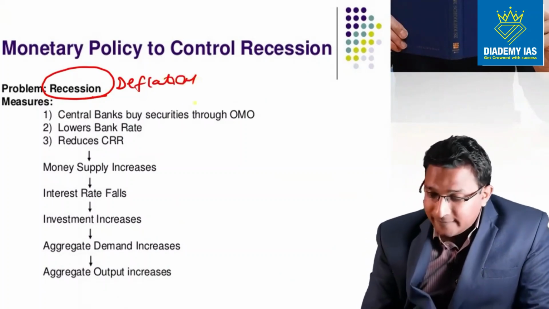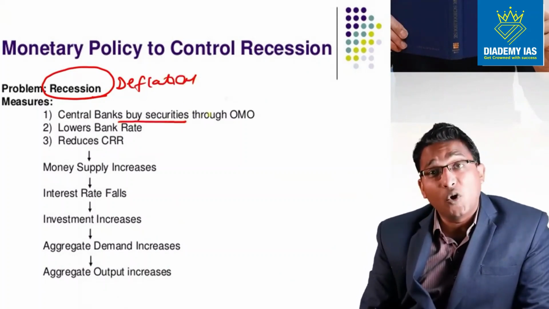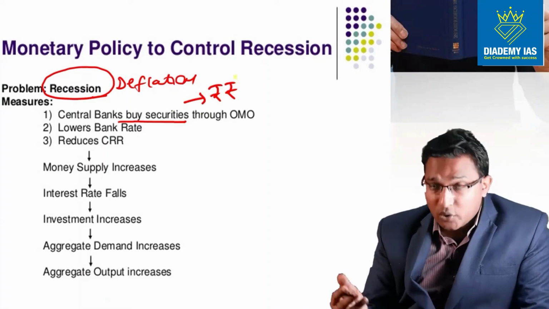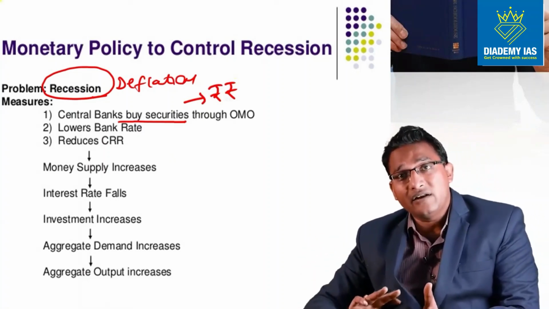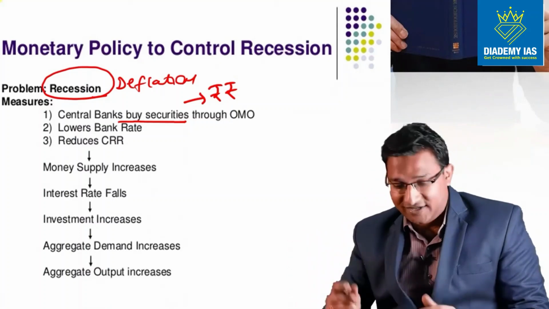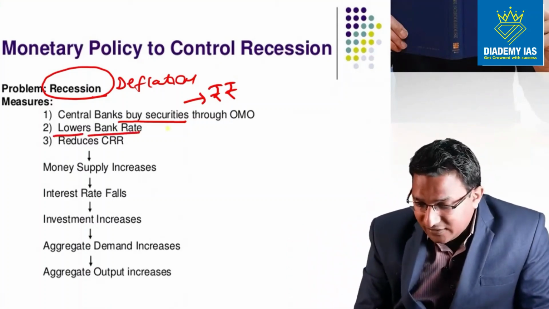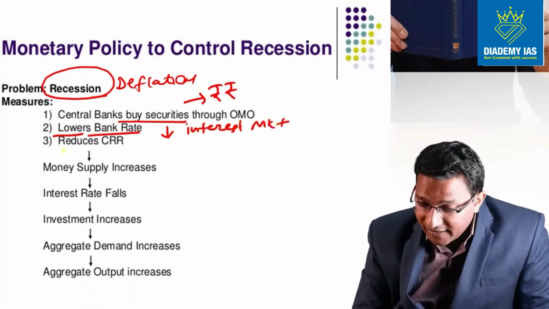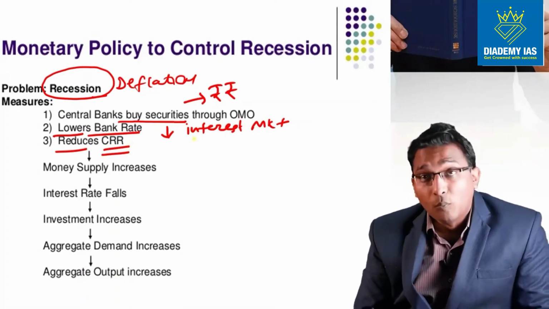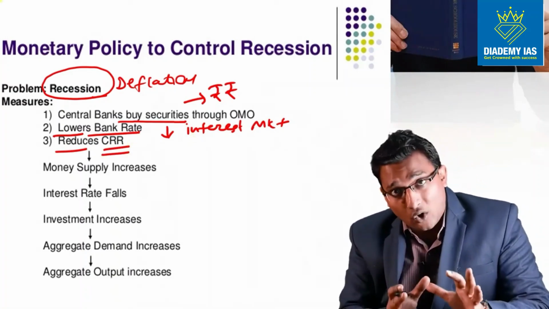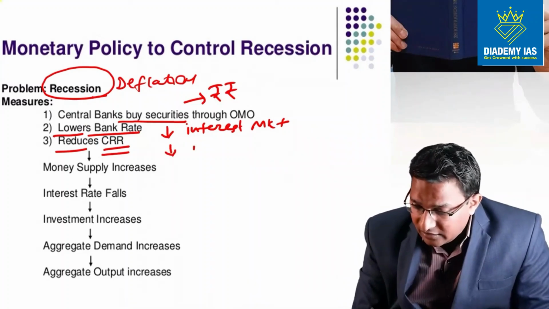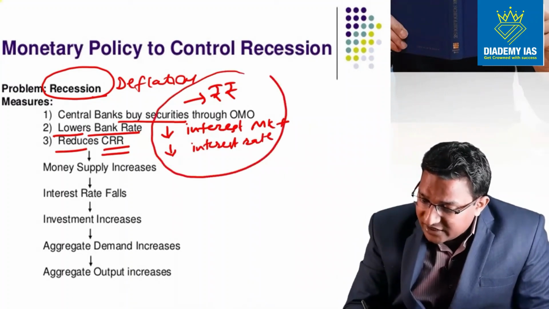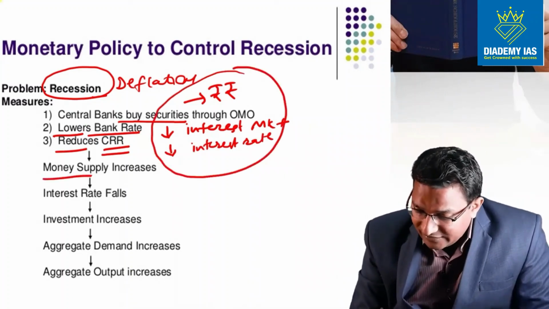So at this time, the central bank will buy the government security. That means it will flush out the rupees in the market, right? So it will buy the government security and in return it will give rupees to the market. Lowering of the bank rate, that means interest rate will come down into the market. Reduction in the CRR, that means more money is available for the bank to give as a loan. So again, it will lead to reduction in the interest rate. So the combined effect of all these changes is increase in the money supply.